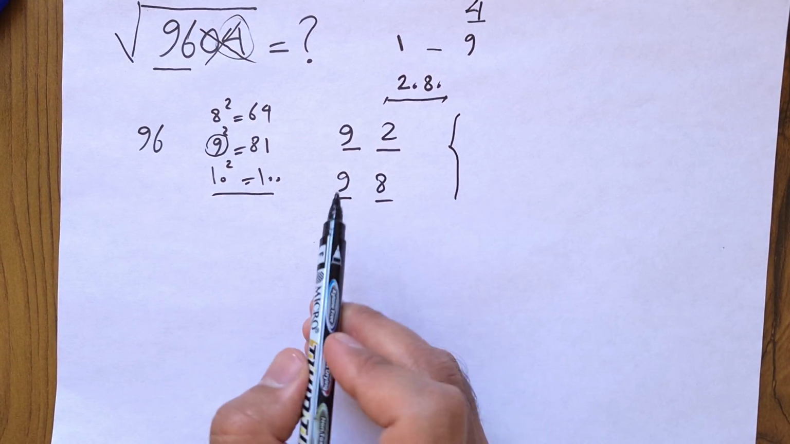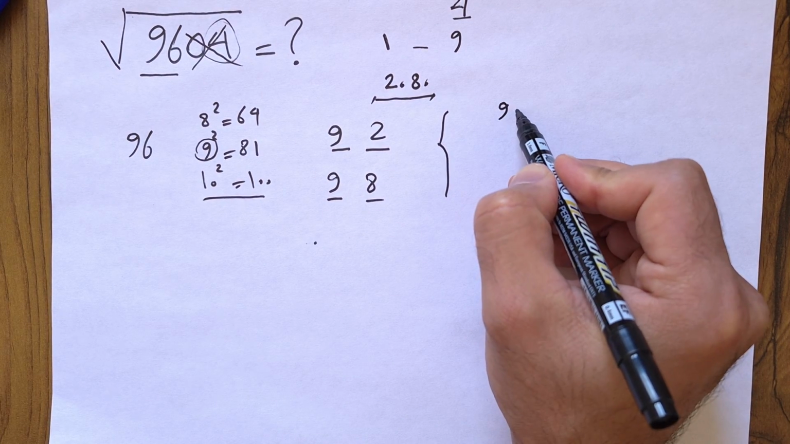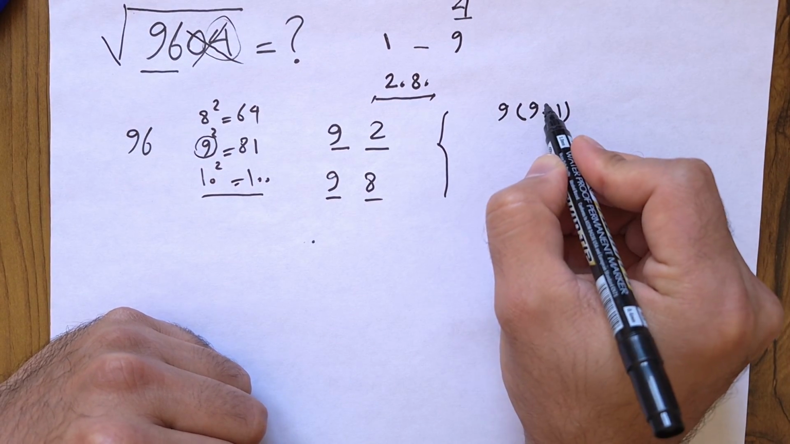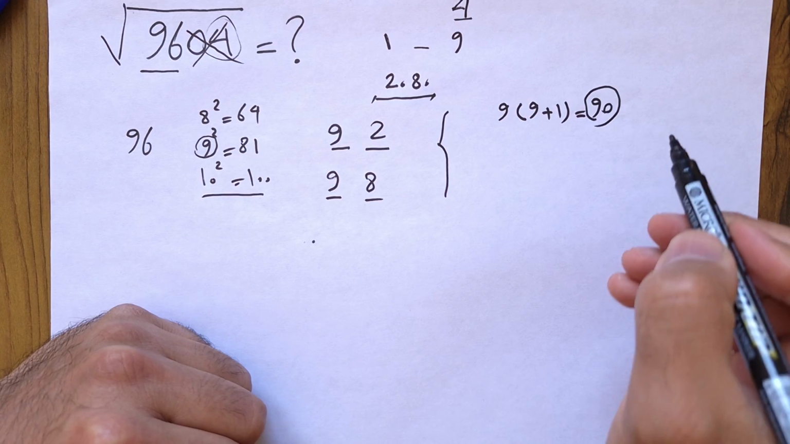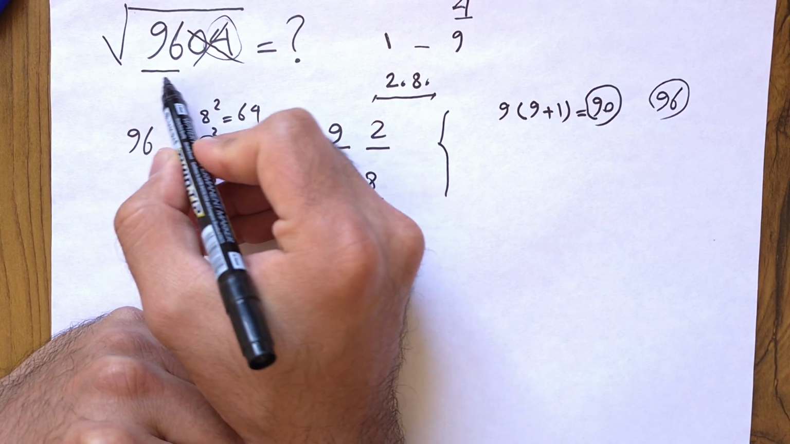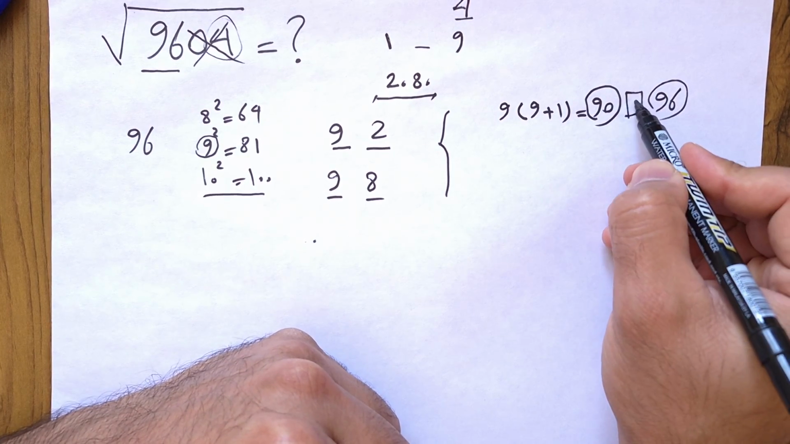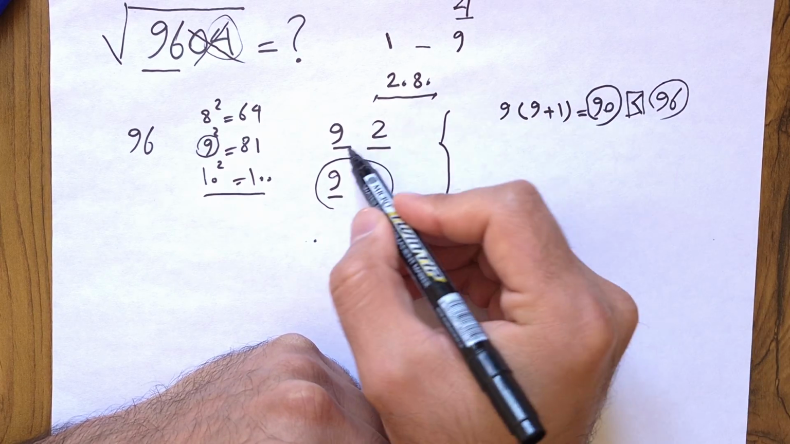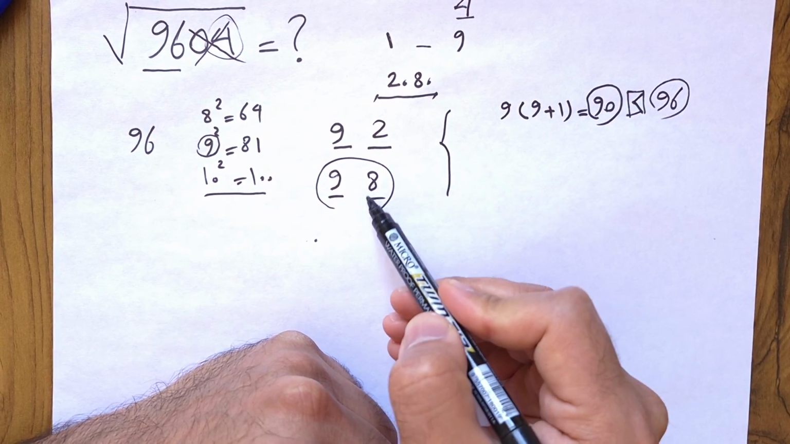It's almost done. After finding the tens digit, which is 9, let's multiply 9 by 1 more, or 9 plus 1. So 9 times 10 equals 90. Now we need to compare 90 with 96, the first two digits of our original number. Which one is bigger, 90 or 96? Obviously 96 is bigger. Now we go with the bigger option. If it was smaller, we would go with the smaller number. Since 96 is bigger than 90, we choose the bigger option.